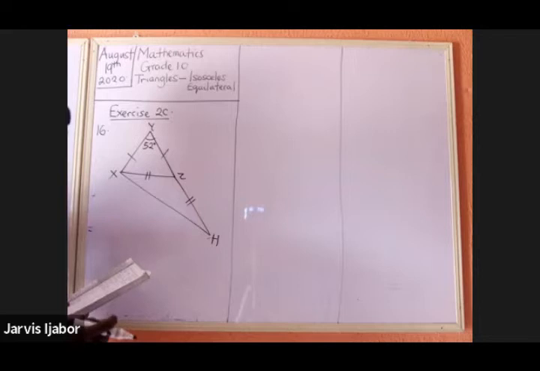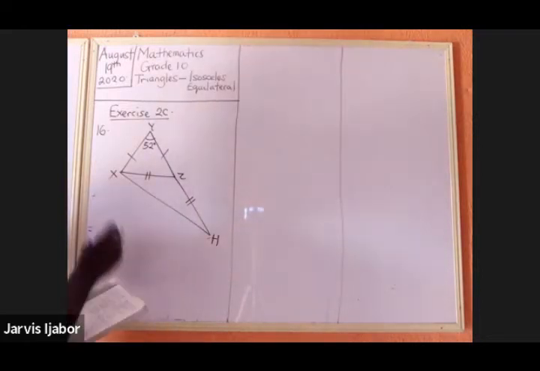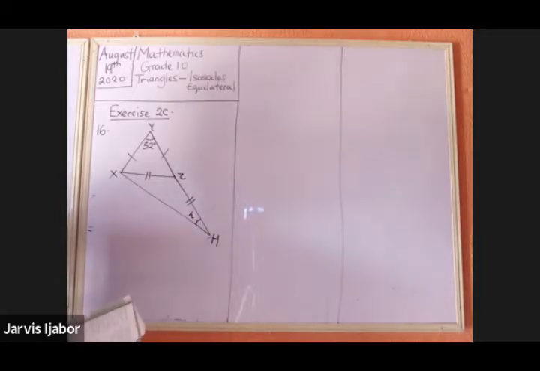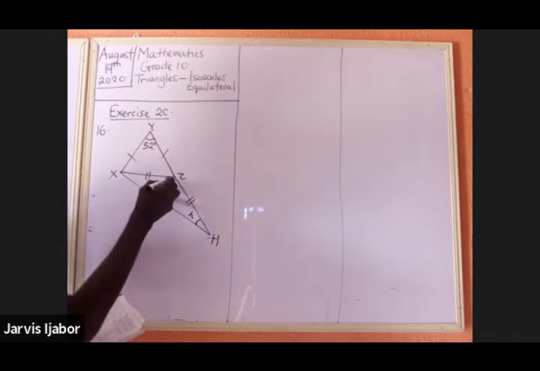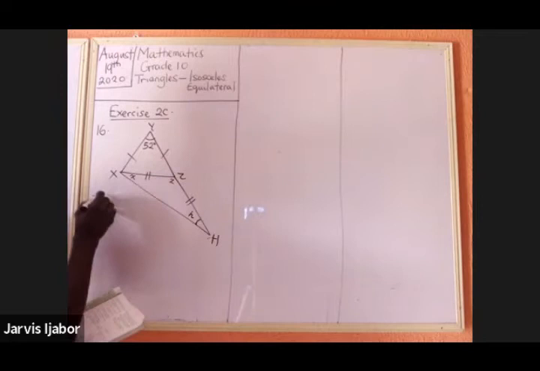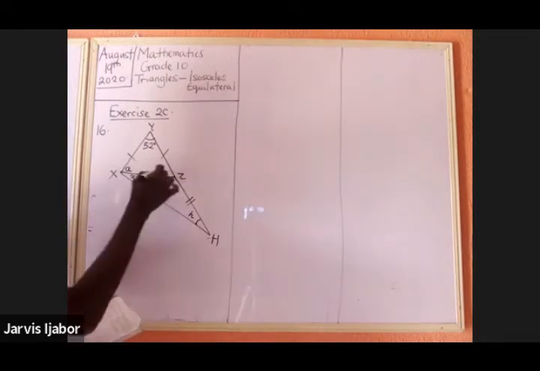Now, what does the question require us to do? It says we should find angle ZHX. So I'll just call that angle small letter h. Are you with me? I'm going to call that angle small letter h, this angle small letter z, this angle small letter x, this angle small letter a, and this angle small letter b.